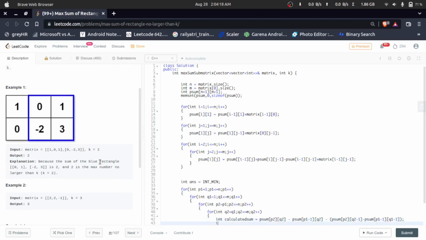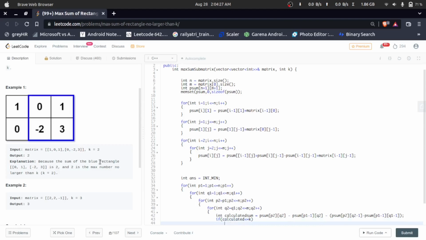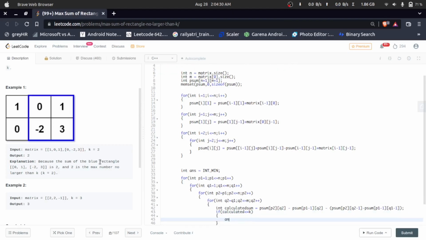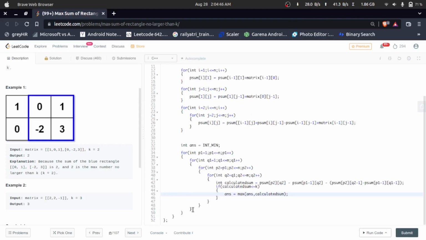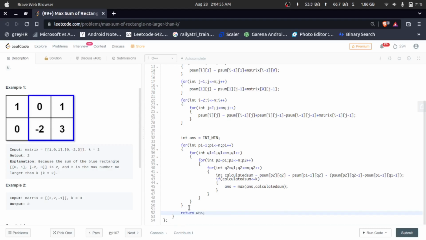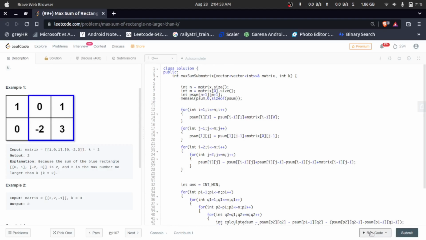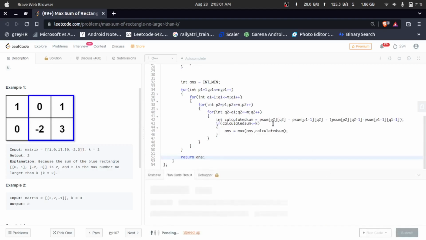So if the calculated sum is lesser than or equals to k, in that case I will take the maximum value. So answer is equals to max of answer and calculated sum, and after that I will return the answer. So let me check whether my logic is correct or not.